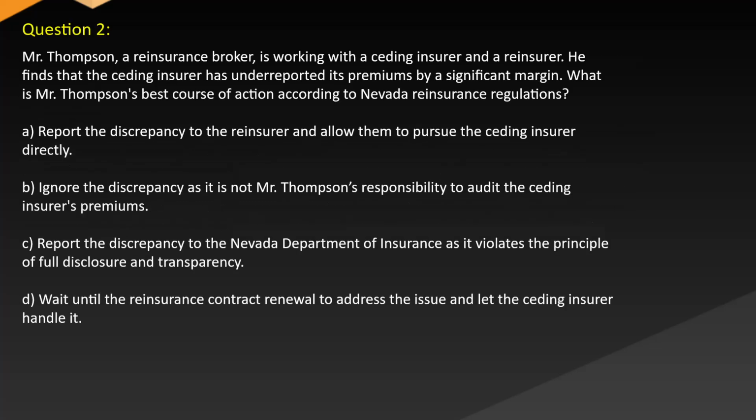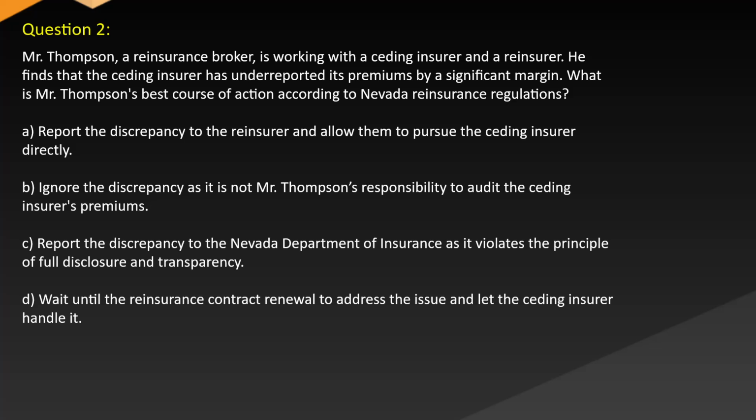Question 2. Mr. Thompson, a reinsurance broker, is working with a ceding insurer and a reinsurer. He finds that the ceding insurer has underreported its premiums by a significant margin. What is Mr. Thompson's best course of action according to Nevada reinsurance regulations? A. Report the discrepancy to the reinsurer and allow them to pursue the ceding insurer directly.